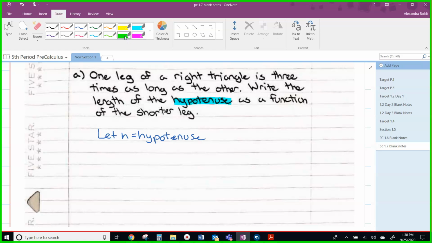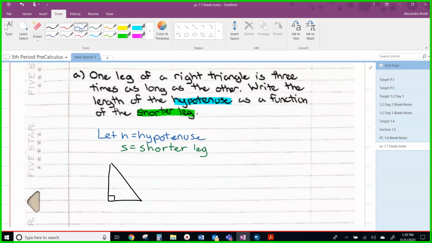And it wants it written as a function of the shorter leg. So we'll let S equal the shorter leg. So this is talking about a right triangle. So I'm going to actually draw a picture because I'm not really quite sure what I'm going to do. So let's draw a right triangle.